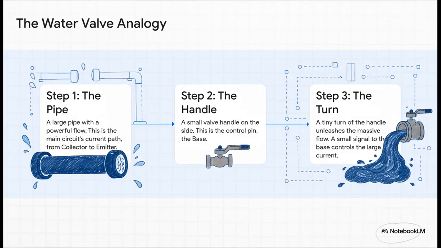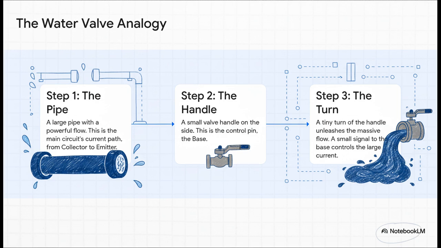Now, to really wrap your head around this, the best way is a simple analogy. Imagine a giant water pipe with a powerful flow of water rushing through it. That's kind of like your main electrical circuit, where current wants to flow from the collector to the emitter. Now, see that small little valve handle on the side? That's our control pin, the base.